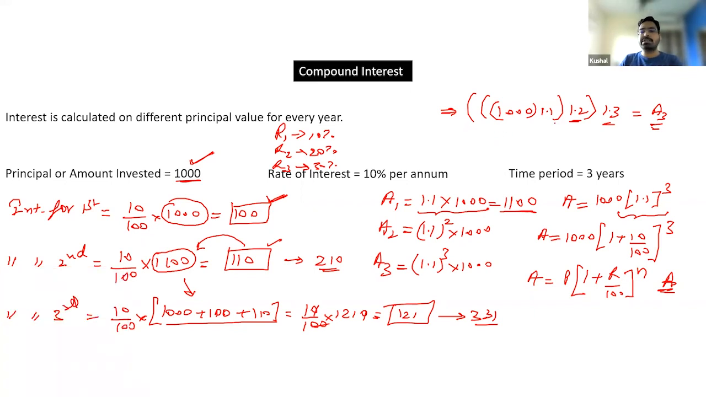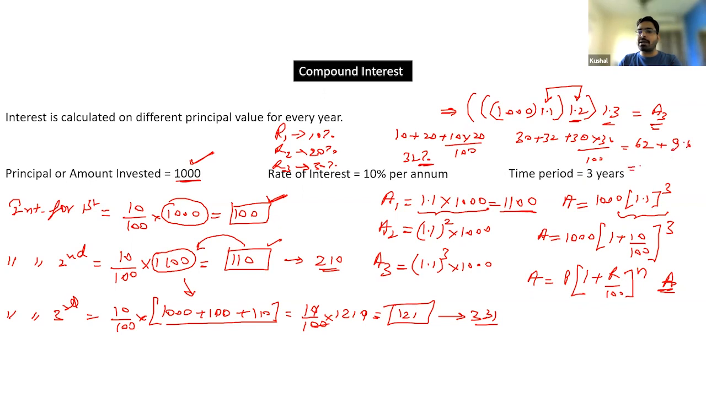So 10% and 20% combined for 2 years will be 10 plus 20 plus 10 into 20 divided by 100. If you calculate this, this is going to be a 32% change, right? So if you combine 10% and 20%, that's a 32% change. Combine it again with another 30%. So 30 plus 32 plus 30 into 32 divided by 100. So if we look at this, it is 62, and 30 into 32 is going to be what? 960. So this is 9.6.